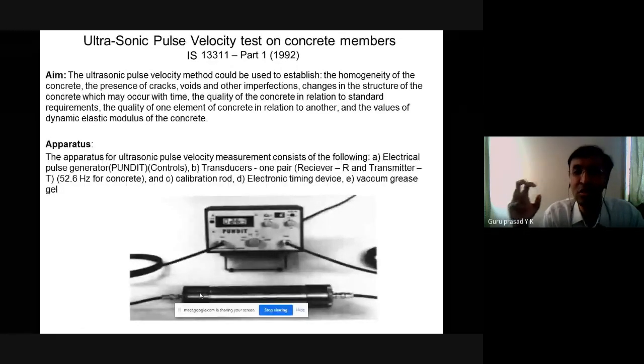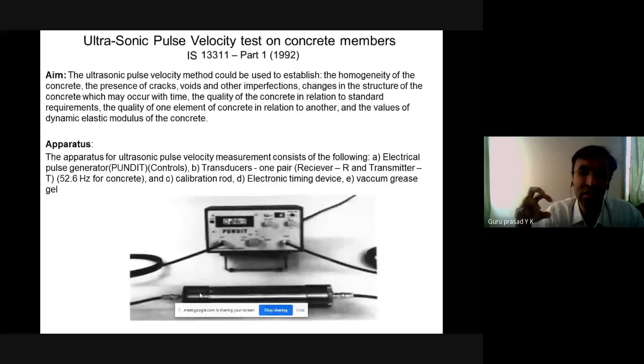Actually, let me tell you, both the transmitter and receiver in ultrasonic pulse testing equipment can be interchanged. What do you mean by that? It means the transmitter can also act as a receiver and the receiver can also act as a transmitter. The probes or transducers used for performing the ultrasonic test on concrete have a frequency of 52.6 hertz. If you use a frequency greater or less than this, it is going to cause variation in the results.